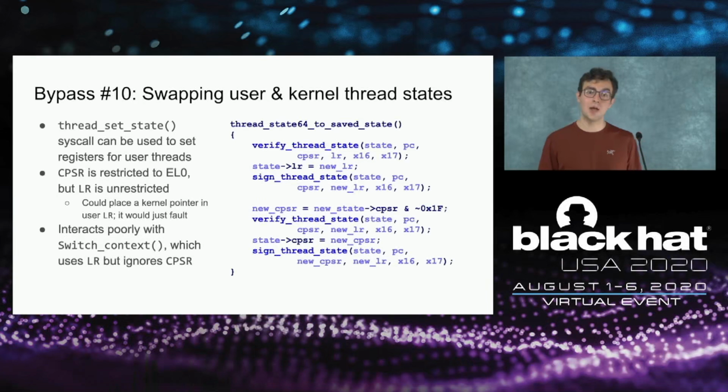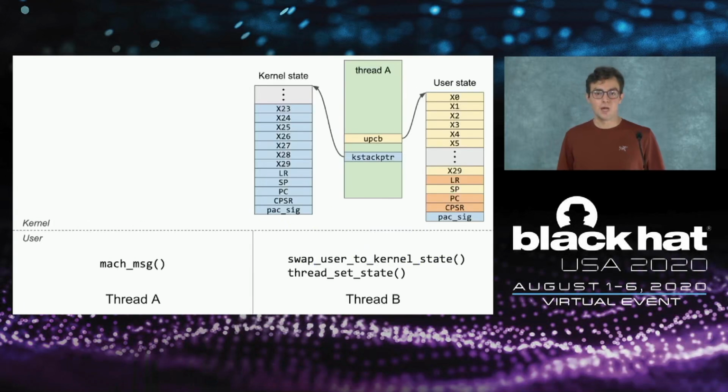Unfortunately, this is not at all the case if you were to reuse thread states signed via thread set state with switch context, because switch context really cares about the return address, but completely ignores CPSR. So this gives us a really lovely logical PAC bypass, which is very reliable, 100% deterministic. So once again, we're going to create two threads, thread A and thread B.